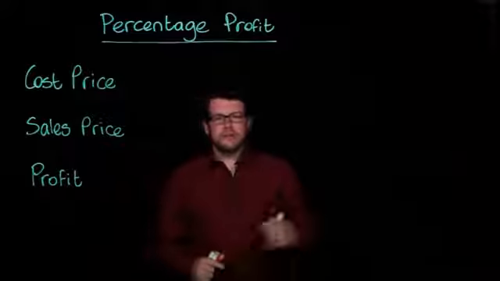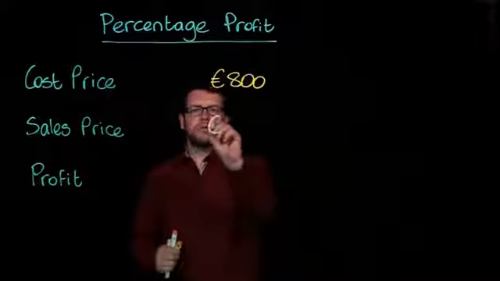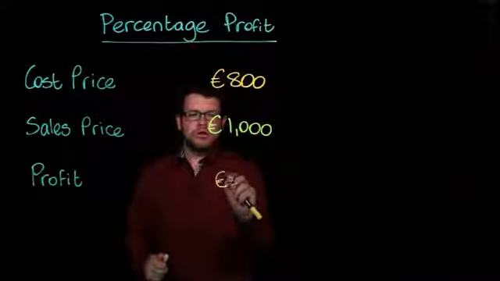Today we're going to talk about percentage profit. Profit comes from cost price and sales price. From cost price, if we have a piece of jewellery that cost €800 to buy for the seller, and they sell that for €1,000, their profit, not percentage profit, but profit, is €200.